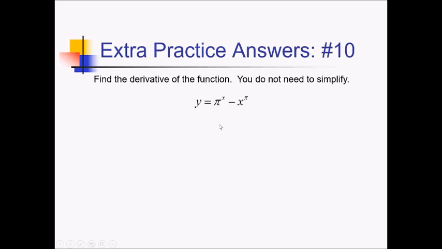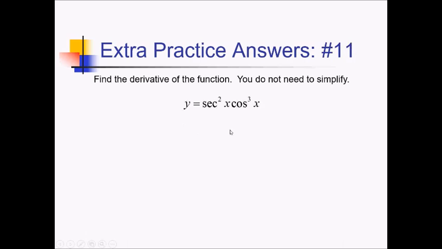On this problem, they want to know if you know the difference between power rule and exponential derivative rules. This first term, pi to the x, that's an exponential. So that derivative is just going to be pi to the x times ln of the base, ln of pi. For this next one, x to the pi, that's actually a power rule because we have a variable to a constant. Pi is a constant. So this one is going to be minus pi x to the pi minus 1.